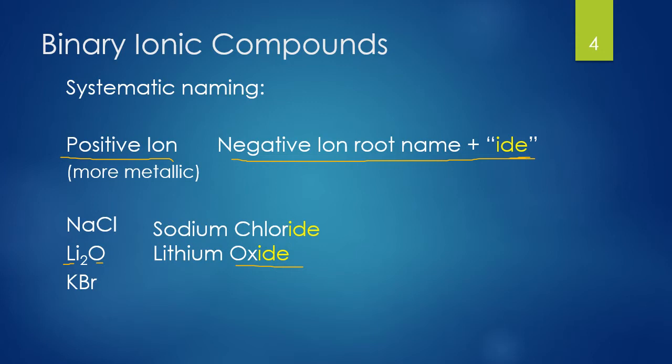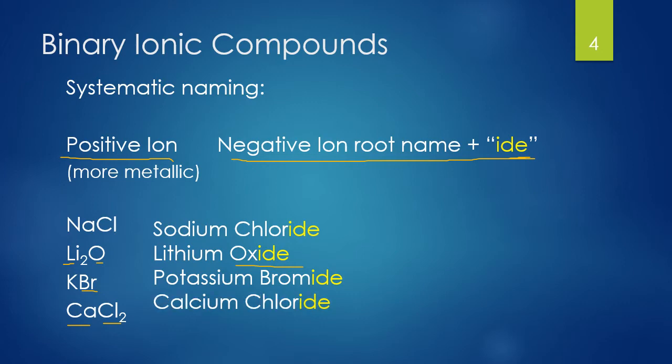KBr, finding K on the periodic table, is potassium. Then we have bromine, which becomes bromide. Last but not least, CaCl2: Ca, calcium. Cl, chlorine, but since it's the second element present, chlorine becomes chloride. Notice there are two chlorines, but we didn't say dichloride.